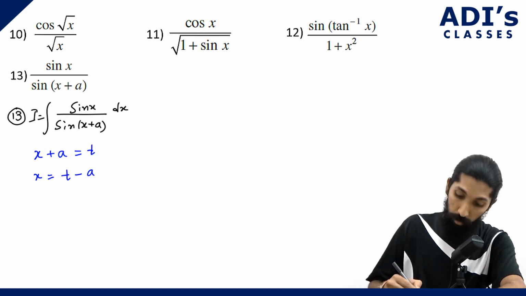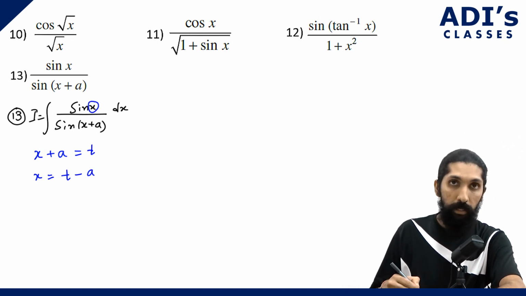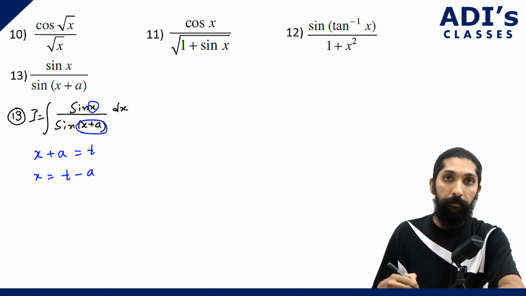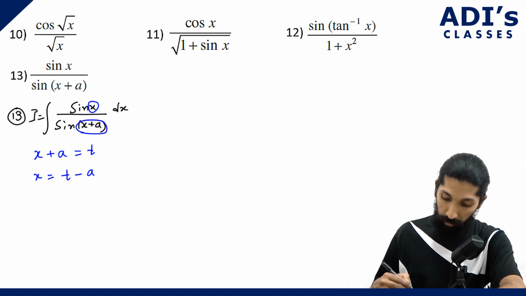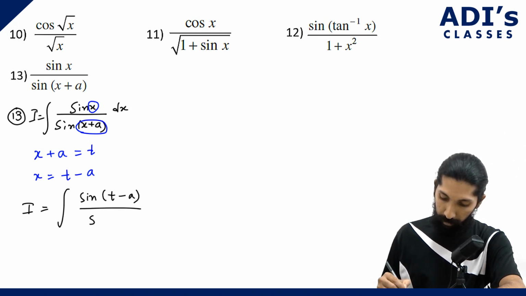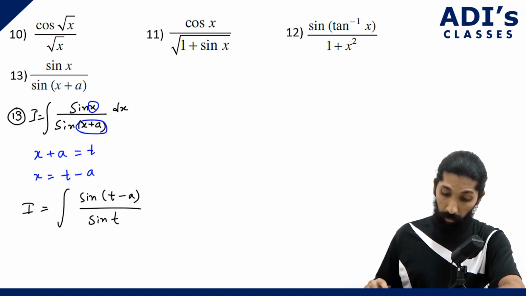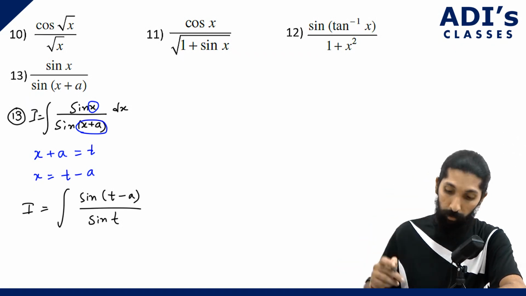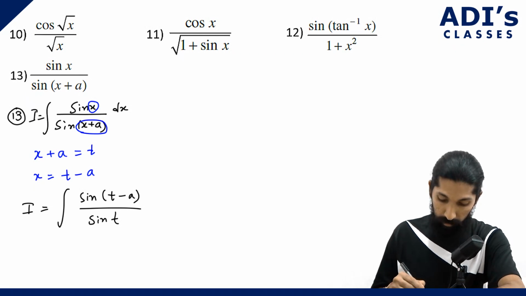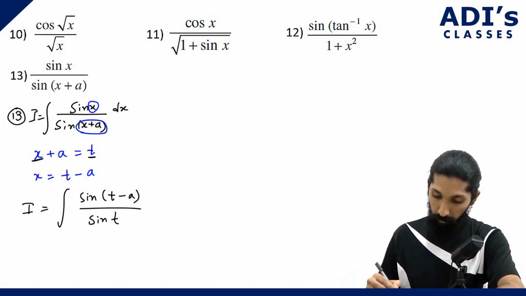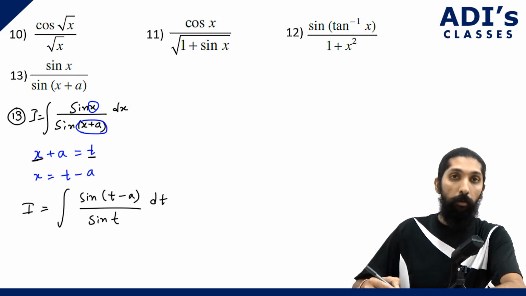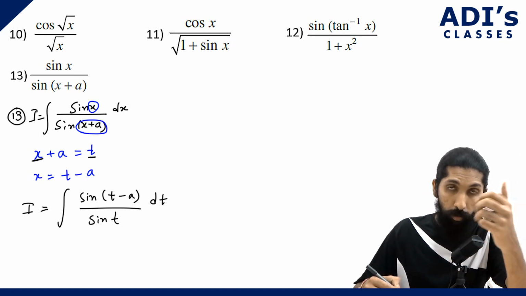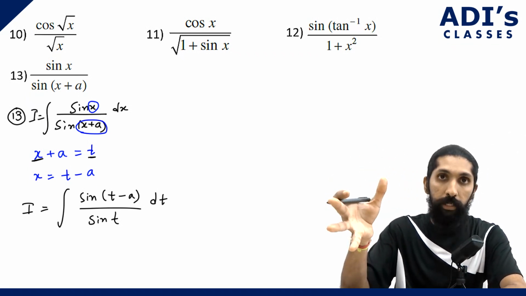So in place of x, we put t minus a, and in place of x plus a, we put t, right? So the integral now becomes I is equal to the integral of sine of (t minus a) divided by sine t, correct? Now dx also you can take. dx will be equal to dt. By now you guys can understand. Here, dx is equal to dt. So dt. Now, before you do any further substitution, expand the numerator and divide individually.